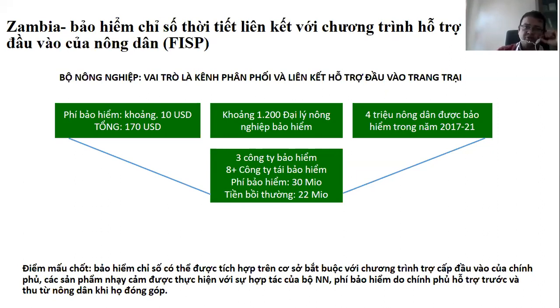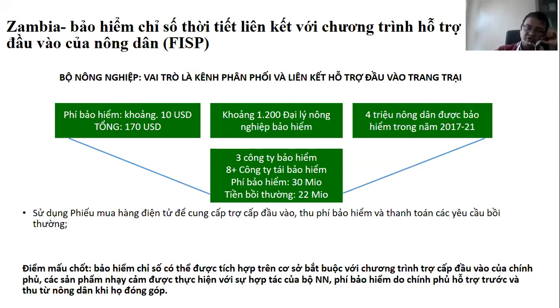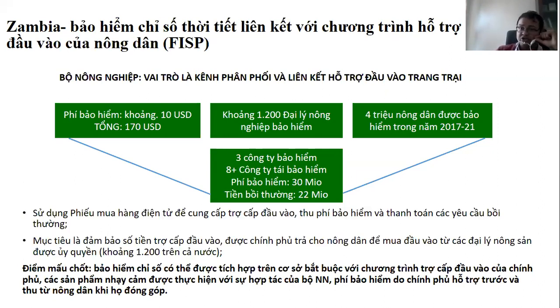So if they contribute $40, government would then contribute $170. So they would have $210 on their input package. From that $210 on the input package, $10 goes towards insurance. So they have $200 left for buying farming inputs. So essentially, the government is playing a very key role here in terms of pre-financing the premium.